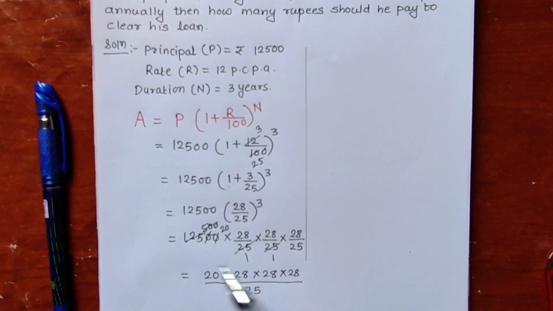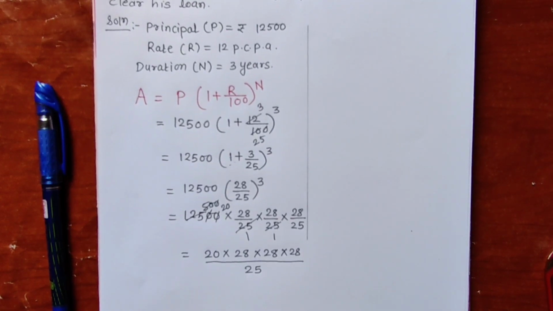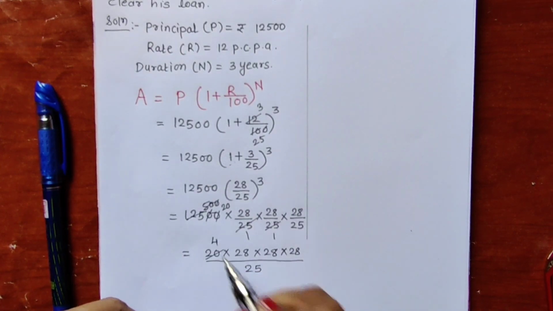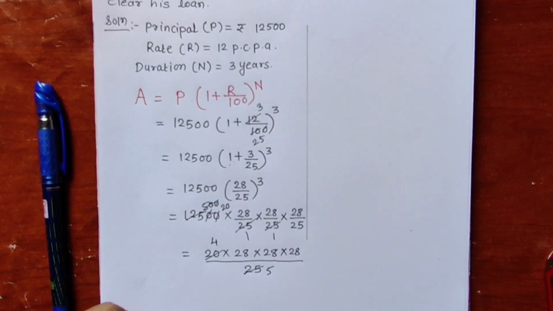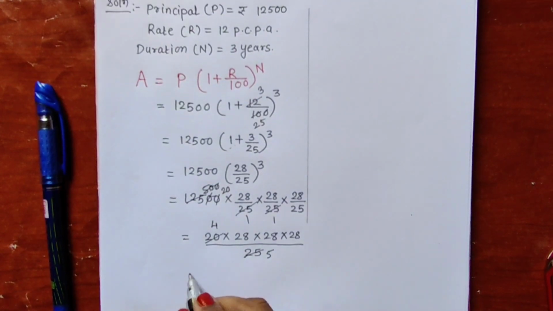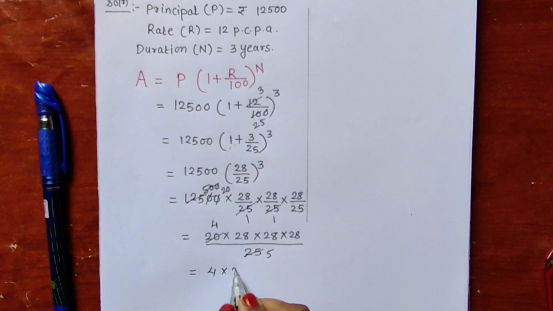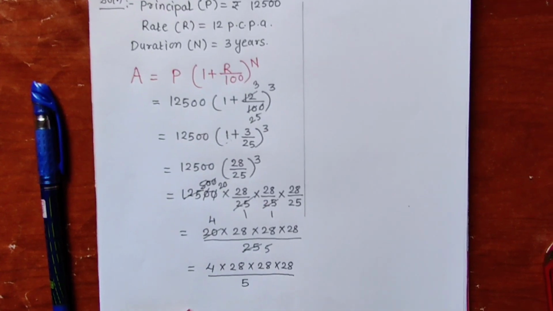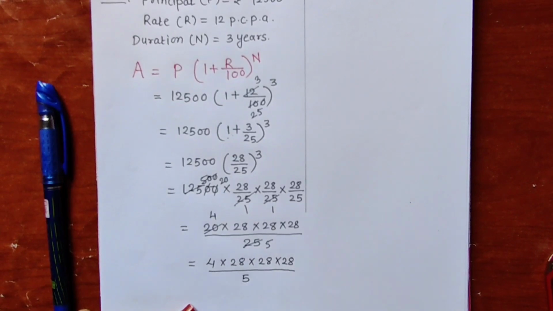Now see children, don't make so many cancellations in one step only. Remaining cancellations we can do in the next steps also. So here I can do one more cancellation. 5 4s are 20 and 5 5s are 25. So now I am getting 4 into 28 multiply by 28 into 28 upon 5. So 4 into 28, this multiplication I will do, and 28 into 28, 28 square we all know.